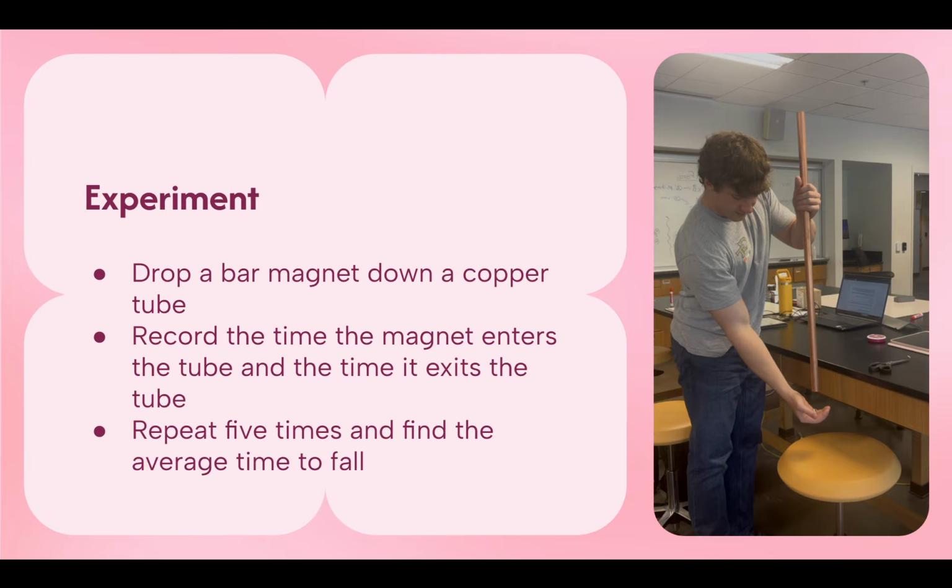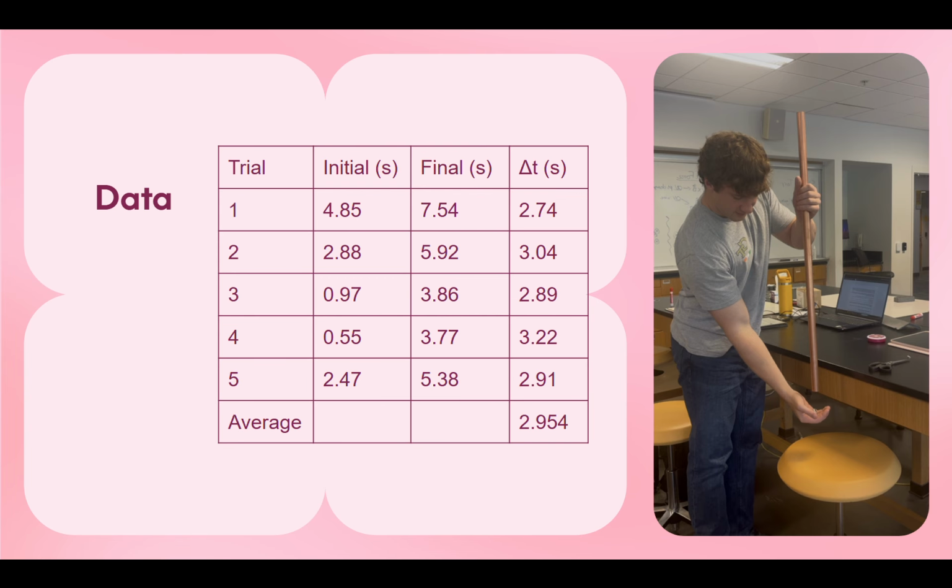For the experiment, we dropped a bar magnet down a copper tube and videoed it. We recorded the time the magnet entered the tube and the time it exits the tube to find the difference. We repeated this 5 times and found the average time to fall. These are our results from each trial, and the average time to fall was 2.954 seconds.